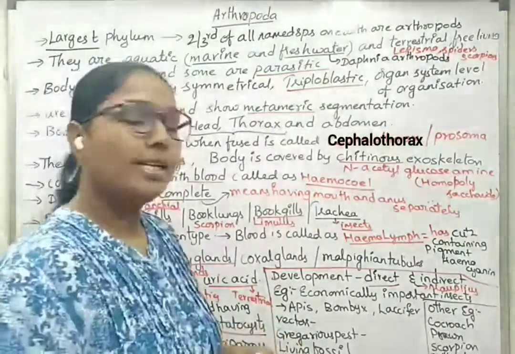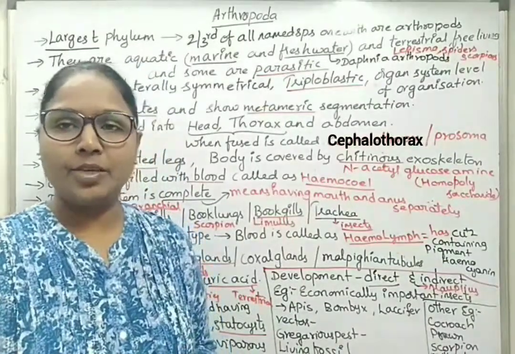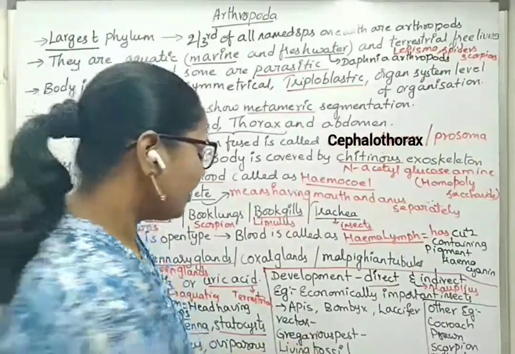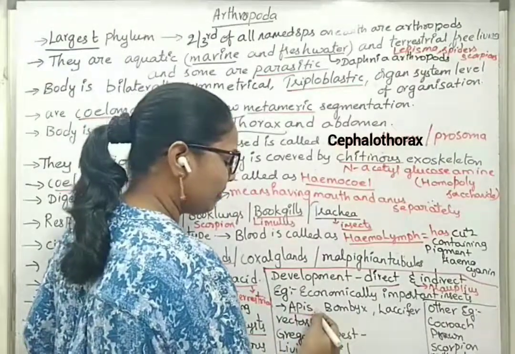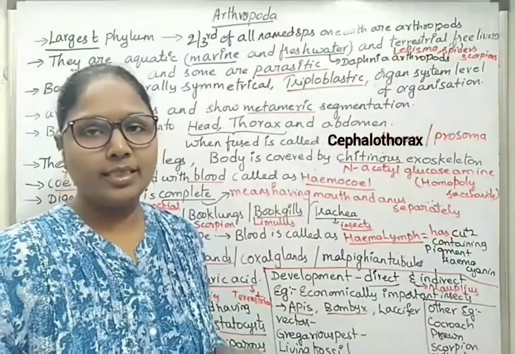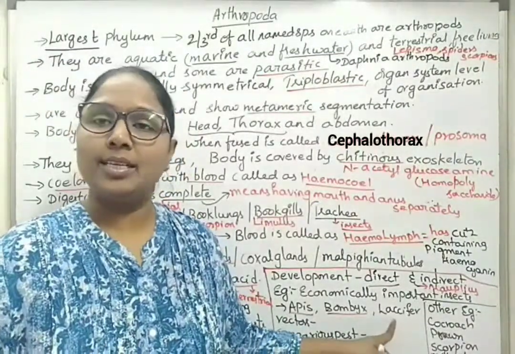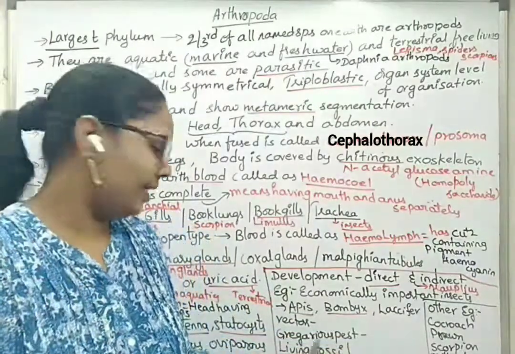There are some economically important insects also, like honeybees and silkworms. First one, Apis indica, which is nothing but the honeybee. Next, Bombyx mori, which is also called, in simple terms, silkworm. Next, Laccifer lacca, which gives out lac, which is a solidifying substance.